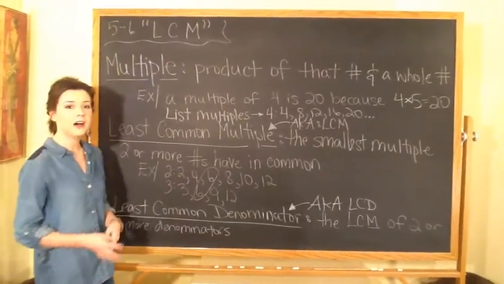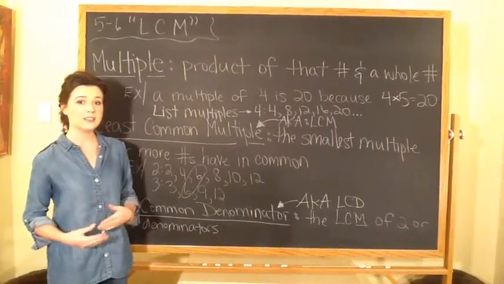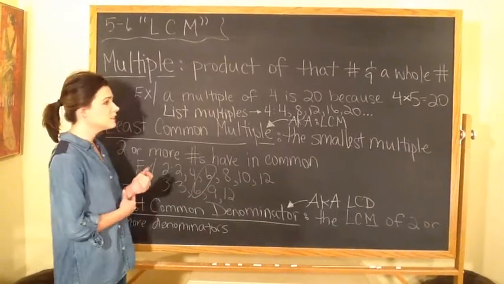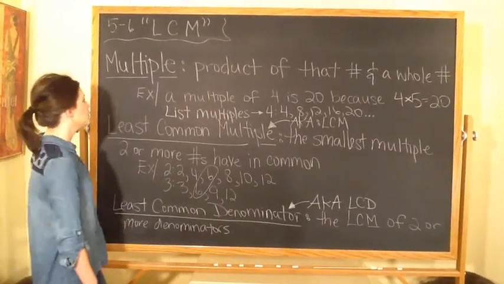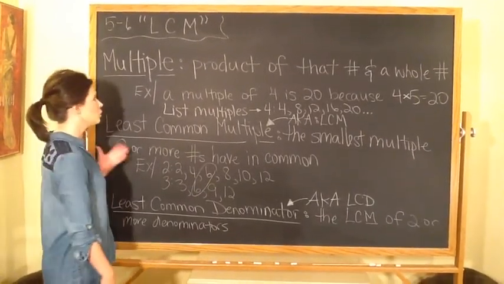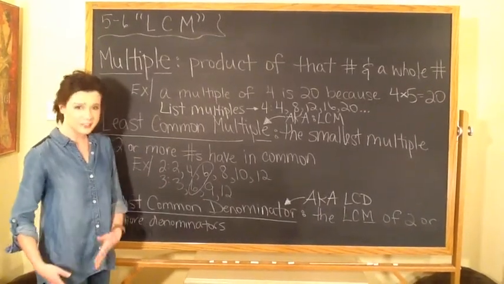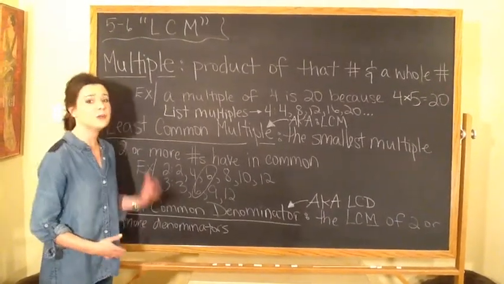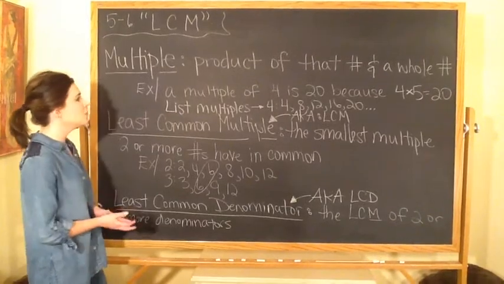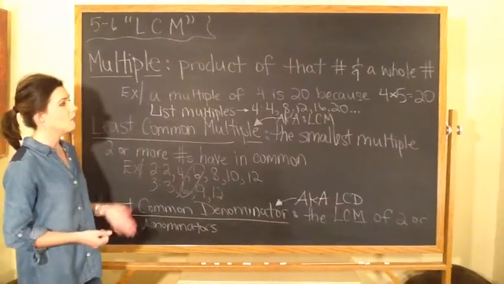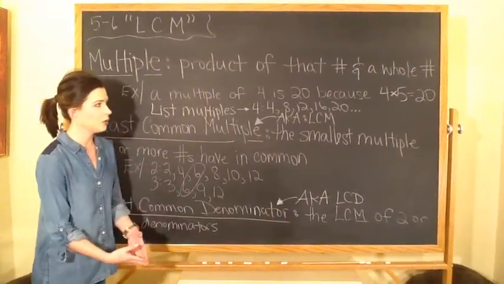Today we're going to be talking about the LCM, or the least common multiple. Now first, let's go ahead and talk about a few terms. The first term we need to talk about is a multiple, because if we're going to be talking about least common multiples, we're going to have to know what a multiple is in the first place. So a multiple is a product of that number and a whole number.